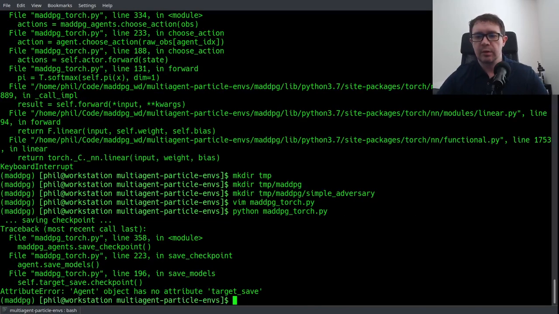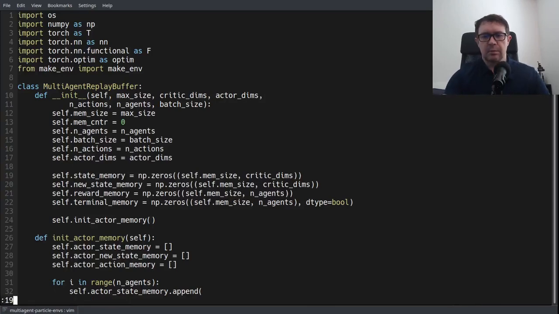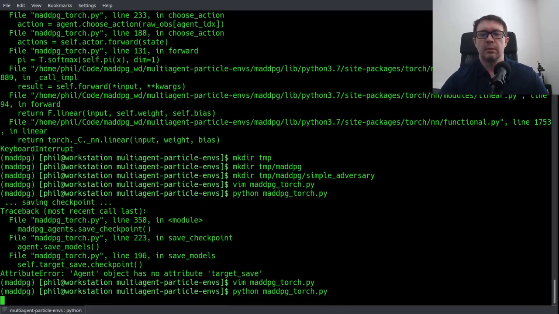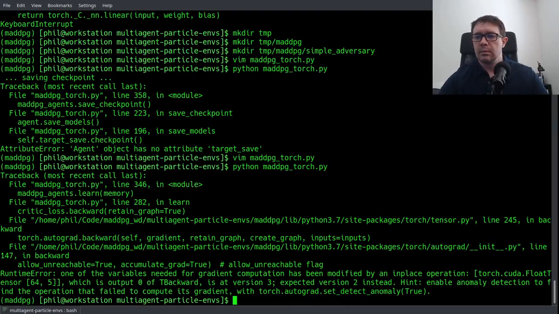It has no attribute target save. Of course, line 196, yet another target actor dot save checkpoint. All right, this is a new one to me. That is interesting. I will have to take a look at that and get back to you in a moment. I have something else to do really quick.